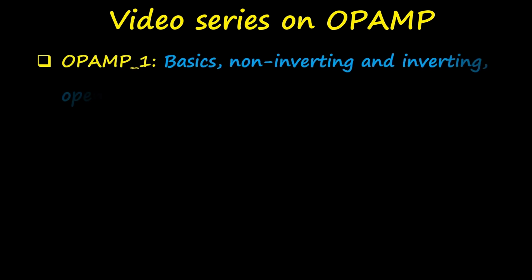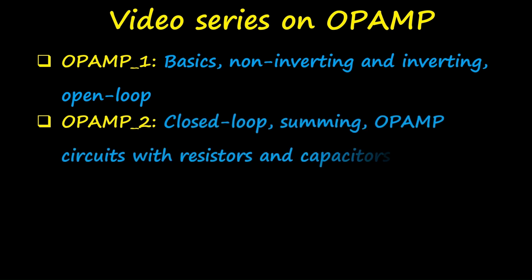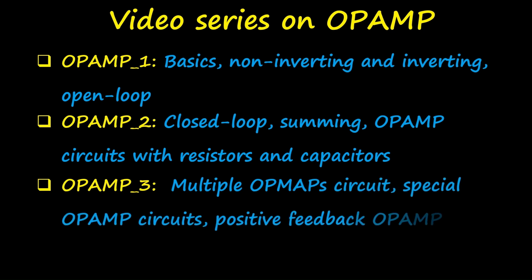In the first video, we have learned about the basics of OPAMP, non-inverting and inverting open loop OPAMP. In the second video, we have learned about the closed loop configuration of OPAMP, summing amplifier, OPAMP circuits with resistors and capacitors. This is the final video of the series, and in this video, we'll learn about multiple OPAMP circuits, special OPAMP circuits, and positive feedback OPAMP.